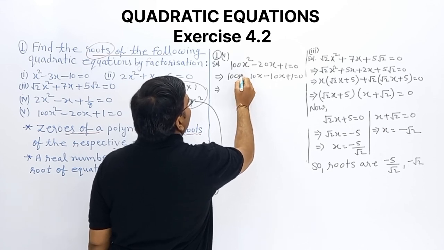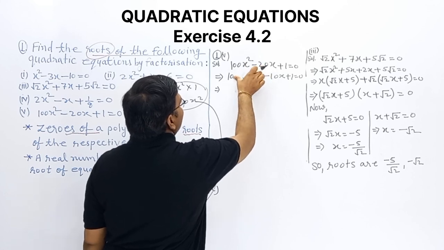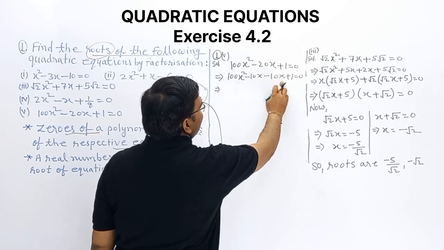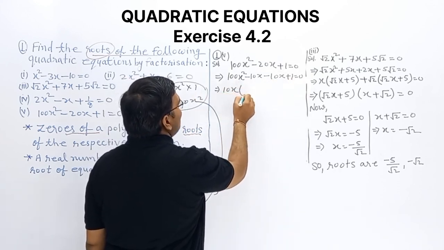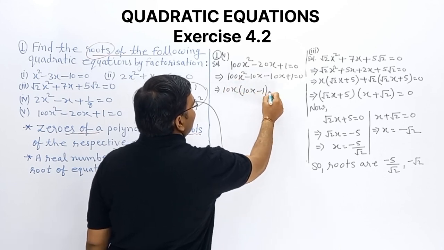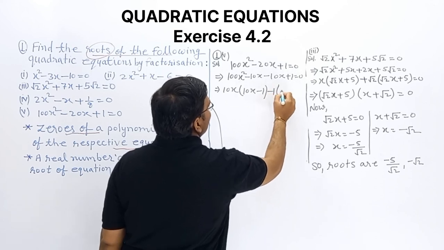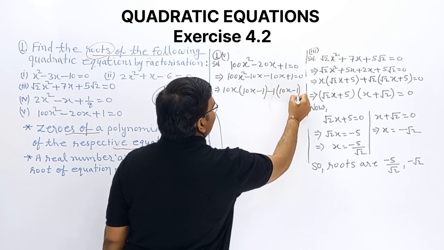Take common. This is 100x square minus 10x minus 10x plus 1 equal to 0. Now take common. What is the common? 10x is common. What is the remaining? 10x minus 1. Plus 1 is there, so minus 1 is common, and then 10x, with the sign changed, minus 1 equal to 0.